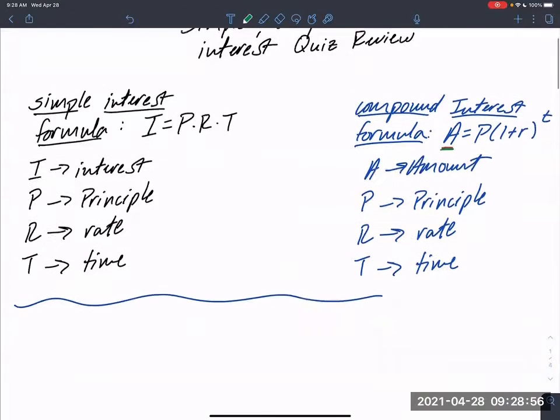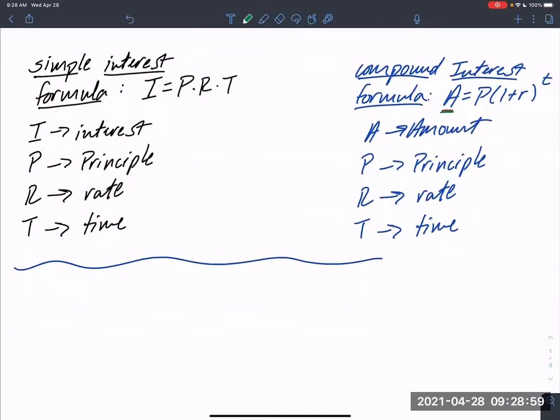Okay, so for sure what you're going to be asked is to give the simple interest formula and the compound interest formula. They're right there, okay? Simple interest formula is interest equals principal times rate times time. And I've defined what everything is below it. Compound interest formula is amount equals principal, parentheses, 1 plus the rate, close parentheses, to the time power. And I've defined everything below it.